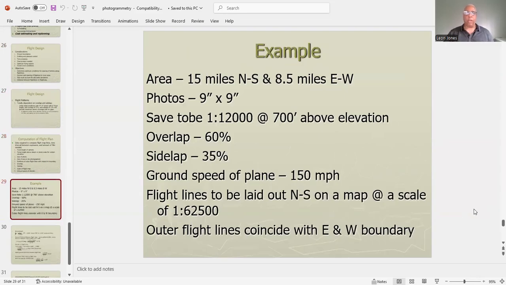And I'm going to give you an example. You have an area 15 miles north-south and 8.5 miles east-west. Photos 9-inch by 9-inch. Scale 1 to 12,000 at 700 feet above elevation. Overlap 60%, side lap 35%. Ground speed of plane 150 miles per hour. Flight lines to be laid out north-south on a map at a scale of 1 to 62,500. Outer flight lines coincide with the east and west boundary.